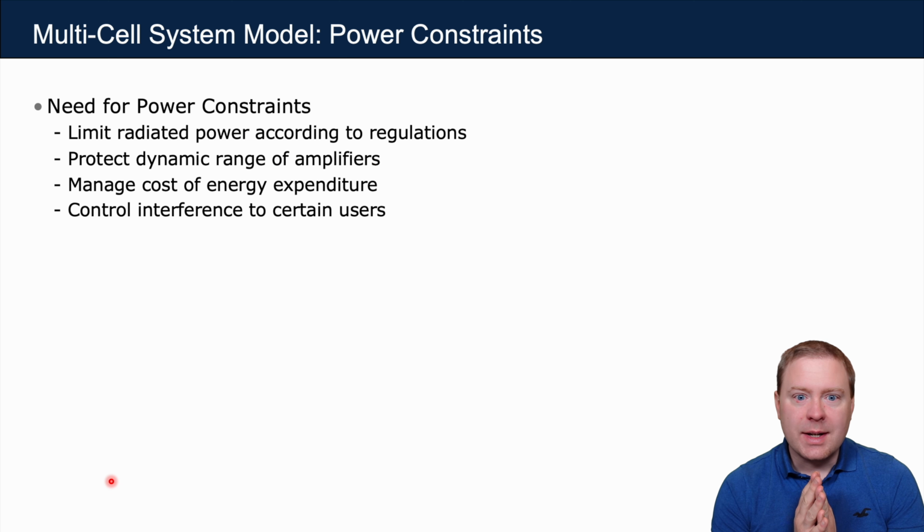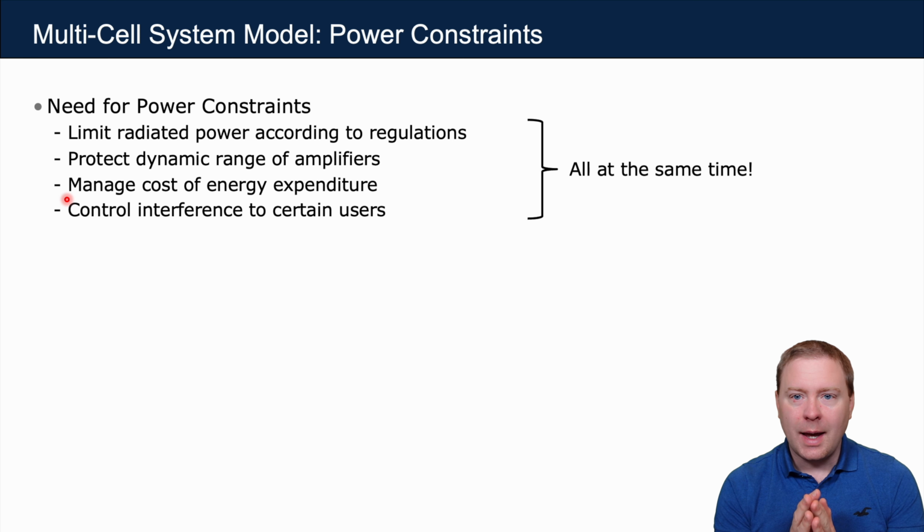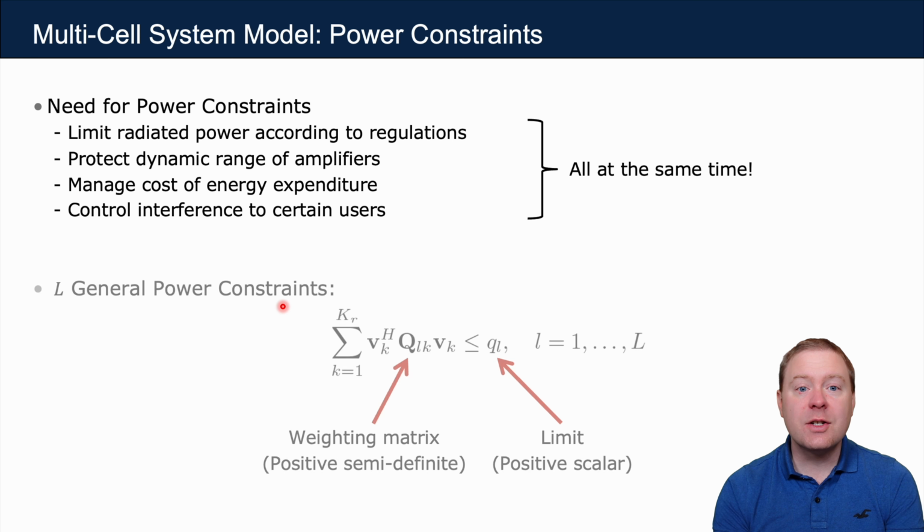Alright. We also need to define some kind of power constraints which limits the radiated power according to some regulations, protect the dynamic range of power amplifiers, maybe manage the cost and energy expenditure in our network, and control interference to certain users, such as in a cognitive radio scenario. And we would like to do not one of these things but all of them at the same time. And in general we might have L power constraints.